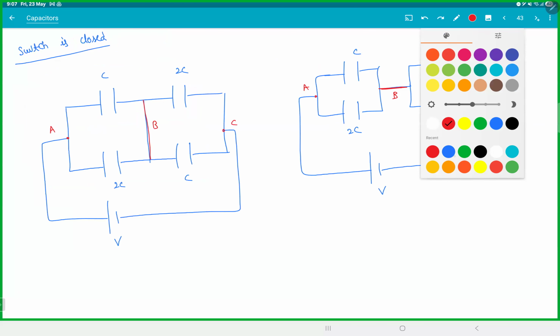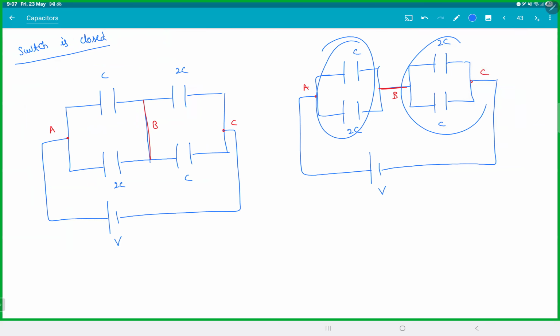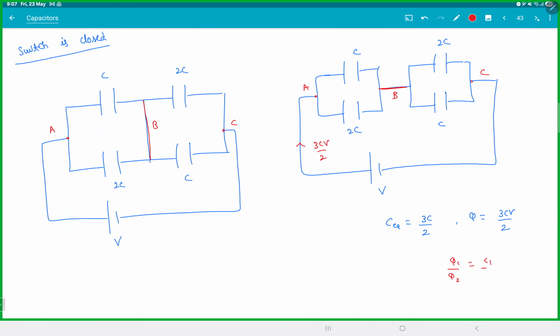Now if you try to find the C equivalent, this will be 3C and this will be 3C, both are in series. So C equivalent is 3C by 2. The charge has changed. Now the charge flowing through the switch is 3CV by 2. And we know the charges will divide in the ratio Q1 is to Q2 will be C1 is to C2. This will be C by 2C, 1 is to 2 ratio in which charges should divide. So this guy will get CV by 2. This guy will get CV.